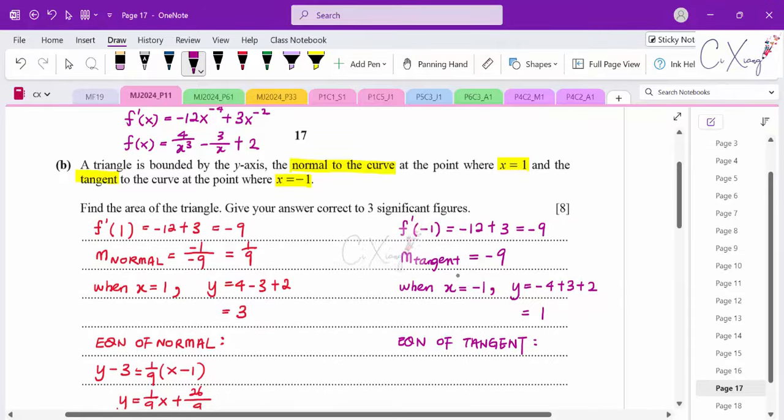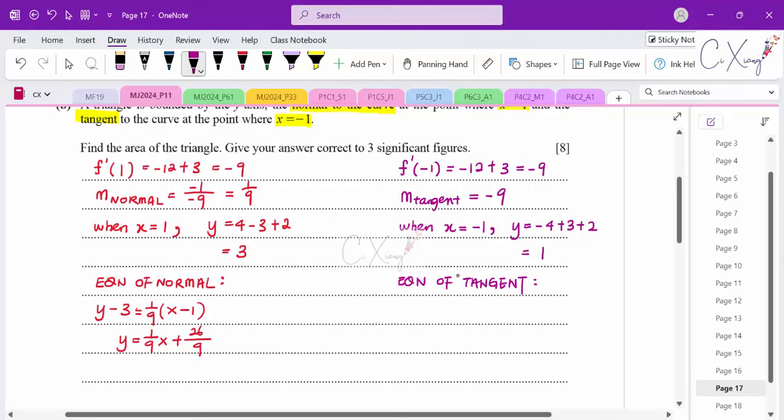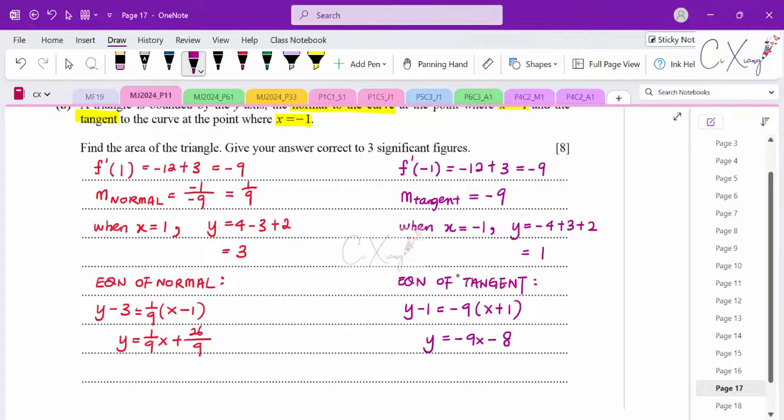Okay, so if you find the equation of tangent, you will have y minus 1 equals negative 9 times x minus x1. So it becomes x plus 1. So your y equals negative 9x minus 8. Okay, so this is what I have for the equation of normal and also the equation of tangent.